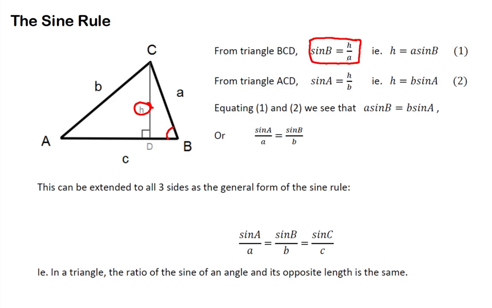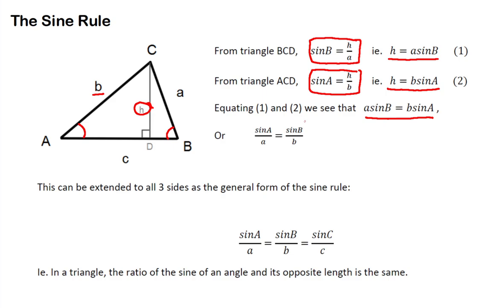Now if I rearrange that and take the A to the side, you can see that h is equal to A sine B. If I do the same thing with the left hand side right angle triangle, this angle is A, the opposite is again h, but this time the hypotenuse is B, so I end up with this. Now if I take the B to the side, I end up with this again. So I've got two expressions with h, and so these two things must be equal to each other. So A sine B must be the same as B sine A.